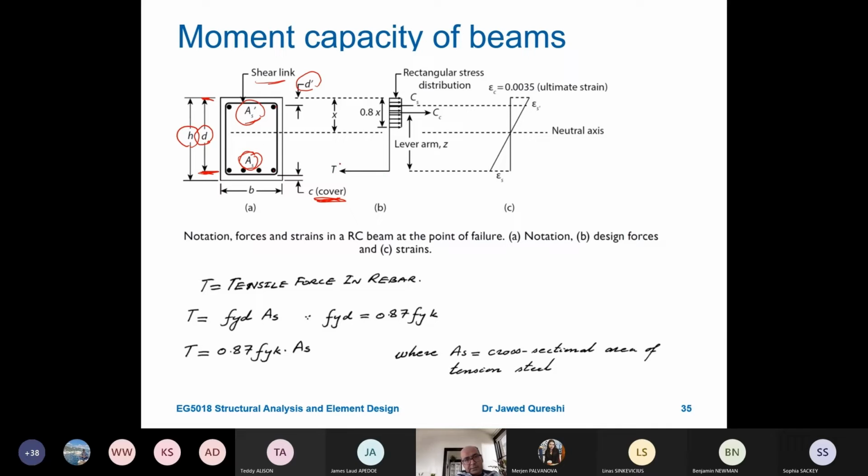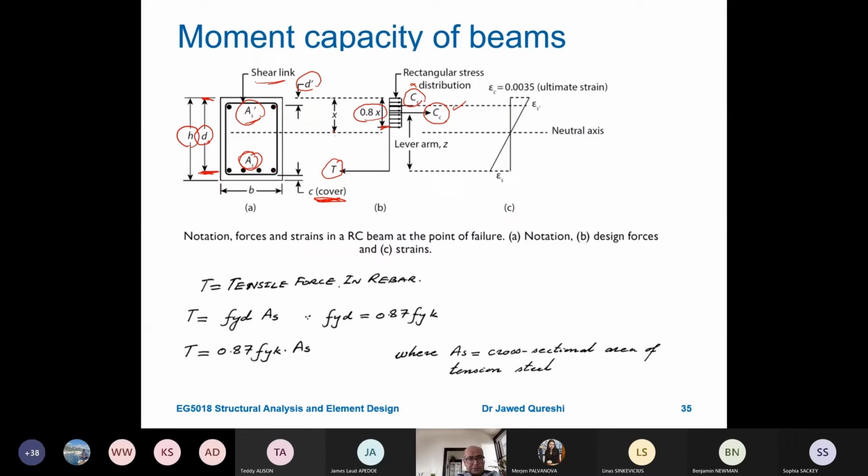Now you can see that the tensile stresses are taken by the tensile force, which is at the bottom, and the compressive stresses are taken by the compressive force in concrete and compressive steel. But we are not talking about compressive steel for the time being. So we are simply talking about the compressive force in concrete. From the bottom of this stress block to the top, it's 0.8 times x, and x is the distance from the neutral axis to the top.